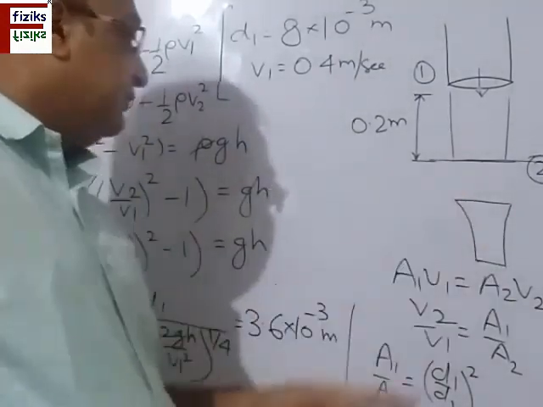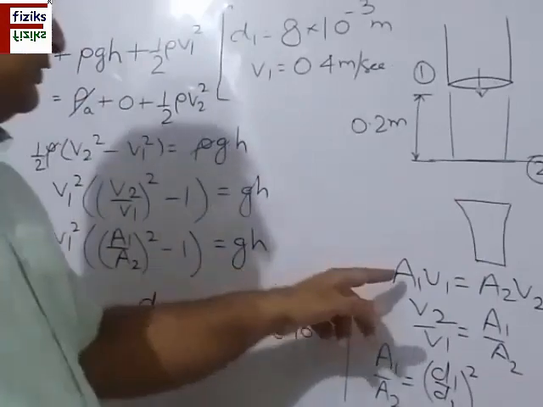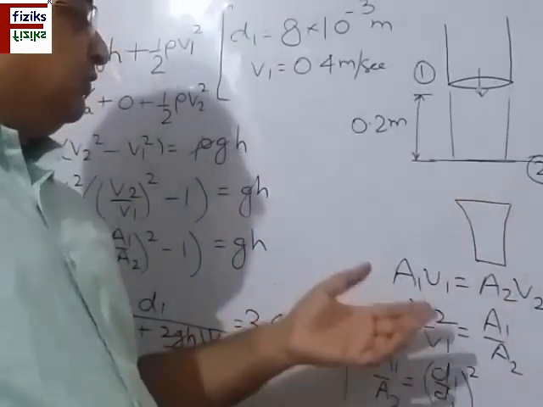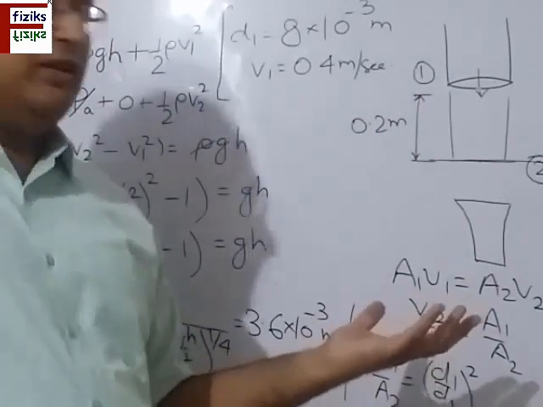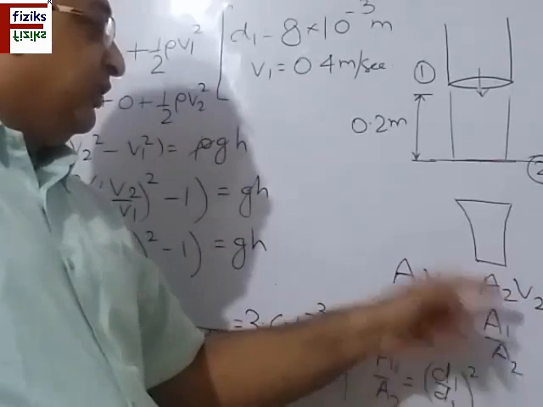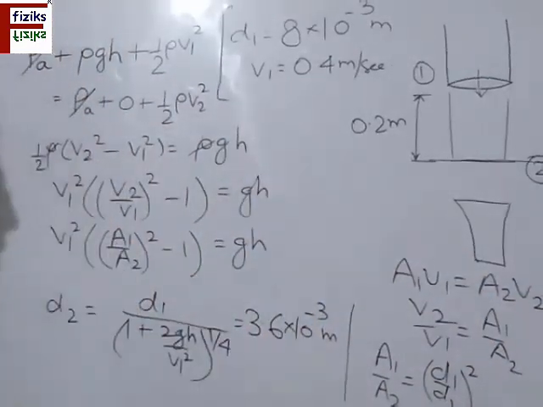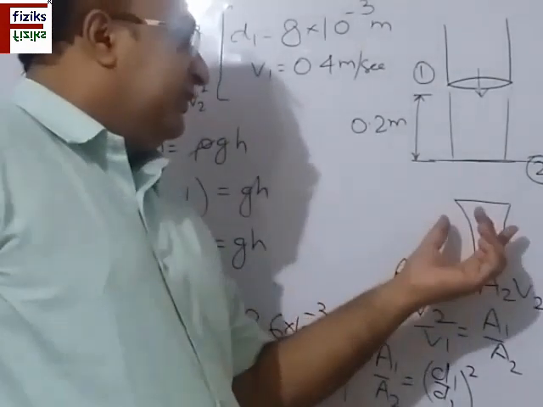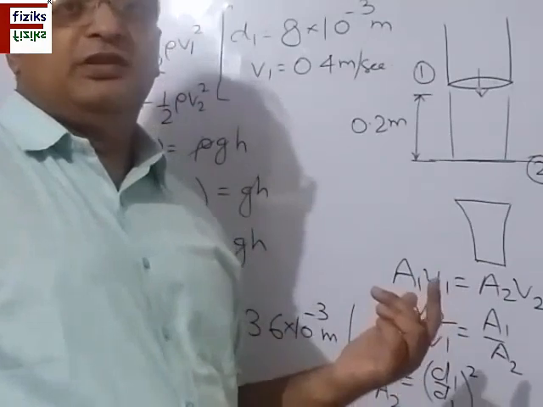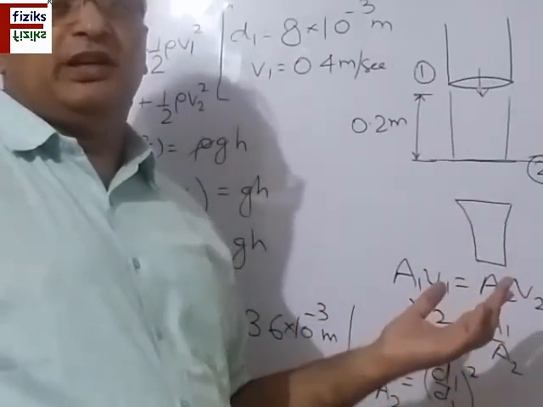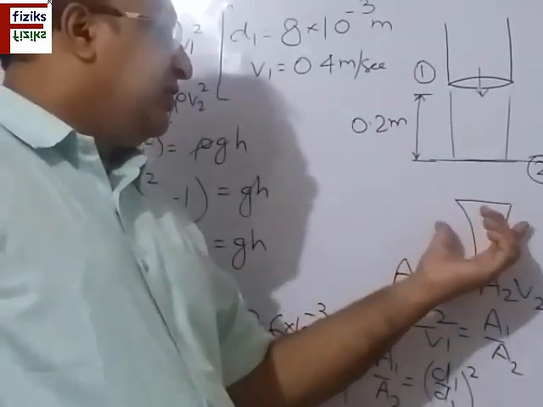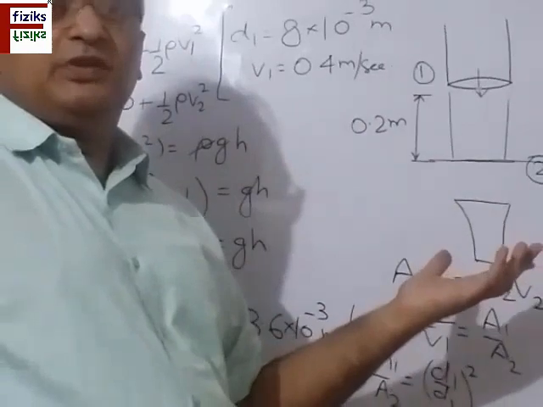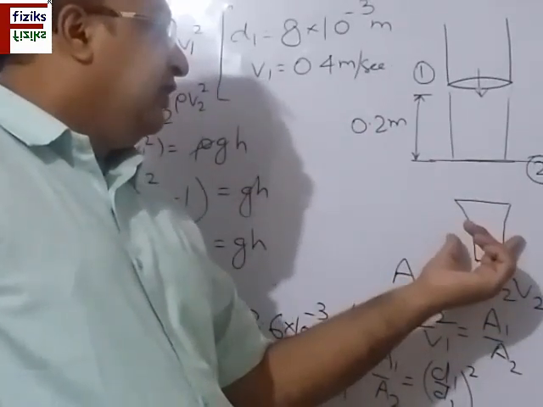You can see the continuity equation is A1 V1 equal to A2 V2. So as the water comes down, its velocity increases because of gravity. So if velocity increases, then area of cross section must decrease, and here it is decreasing. So what is the reason? The reason is when the velocity increases, according to Bernoulli's equation, to compensate this increase in kinetic energy, the pressure energy is also changing. So pressure decreases here.